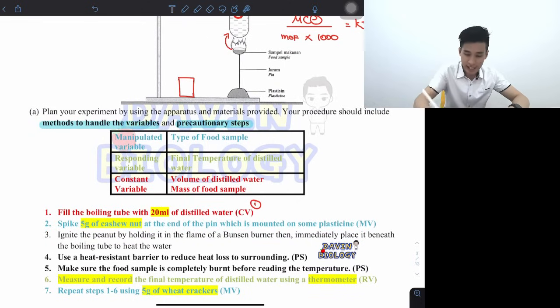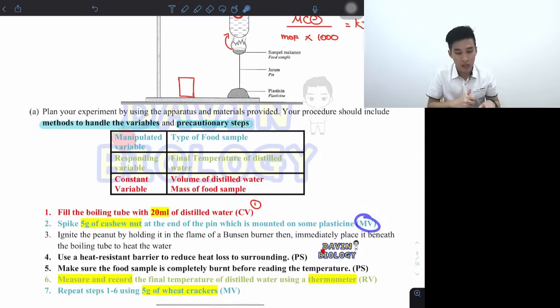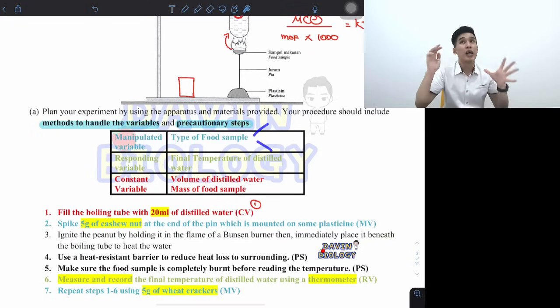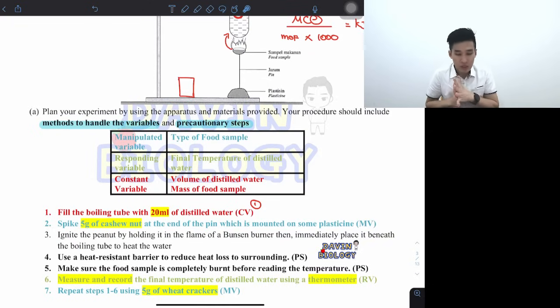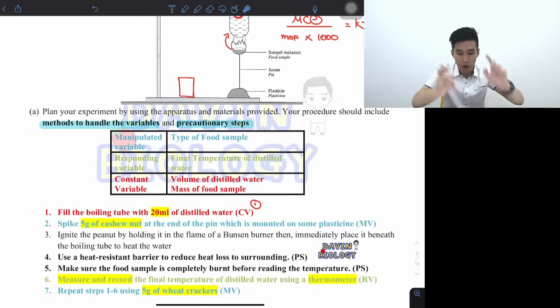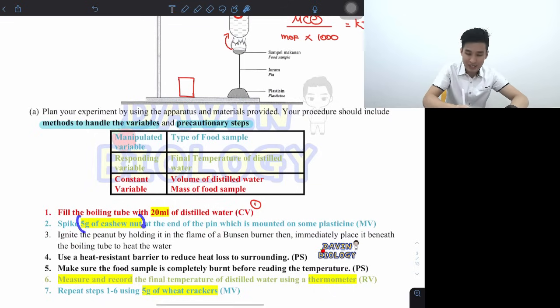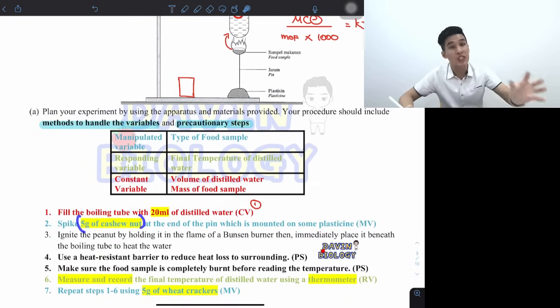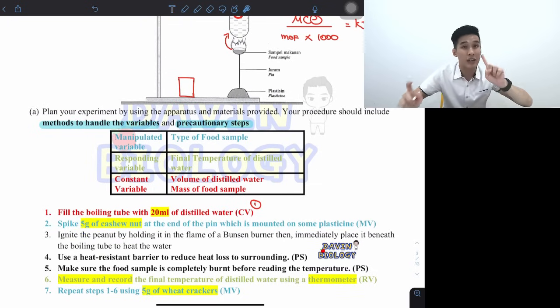Okay, next, I say spike 5 grams of cashew nut at the end of the pin, which is mounted onto some plasticine. Now, this will be the manipulated variable because your type of food sample, there are 2 foods, right? You have the cashew nut and the wheat cracker. So if you mention the cashew nut, the wheat cracker, that's your manipulated variable. However, here I only mention cashew nut because later I have to repeat the experiment using a different food. So I mention cashew nut first.